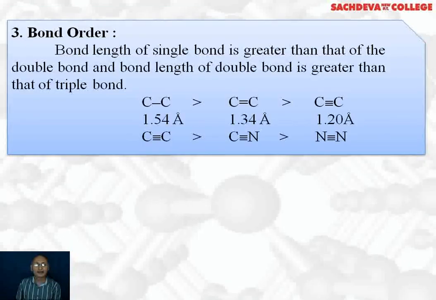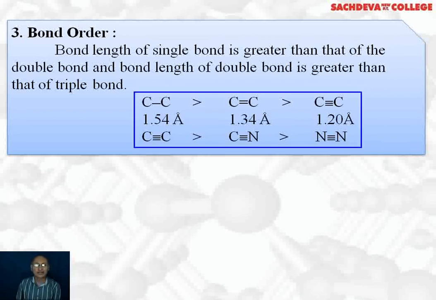Bond order. Now bond order is same as number of bonds. Single bond we say bond order is 1. Double bond we say bond order is 2. And triple bond we say bond order is 3. Carbon-carbon single bond length will naturally be longest. Why it will be longest? Because force of attraction is less in single bond.